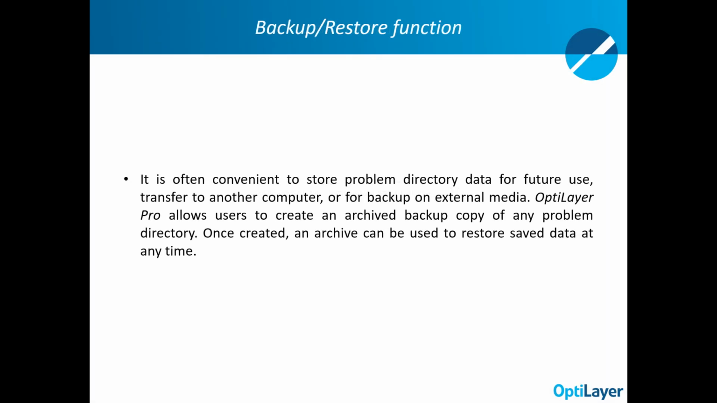It is often convenient to store problem directory data for future use, transfer to another computer, or backup to external media. OptiLayer Pro allows users to create an archive backup copy of any problem directory. Once created, an archive can be used to restore saved data at any time.